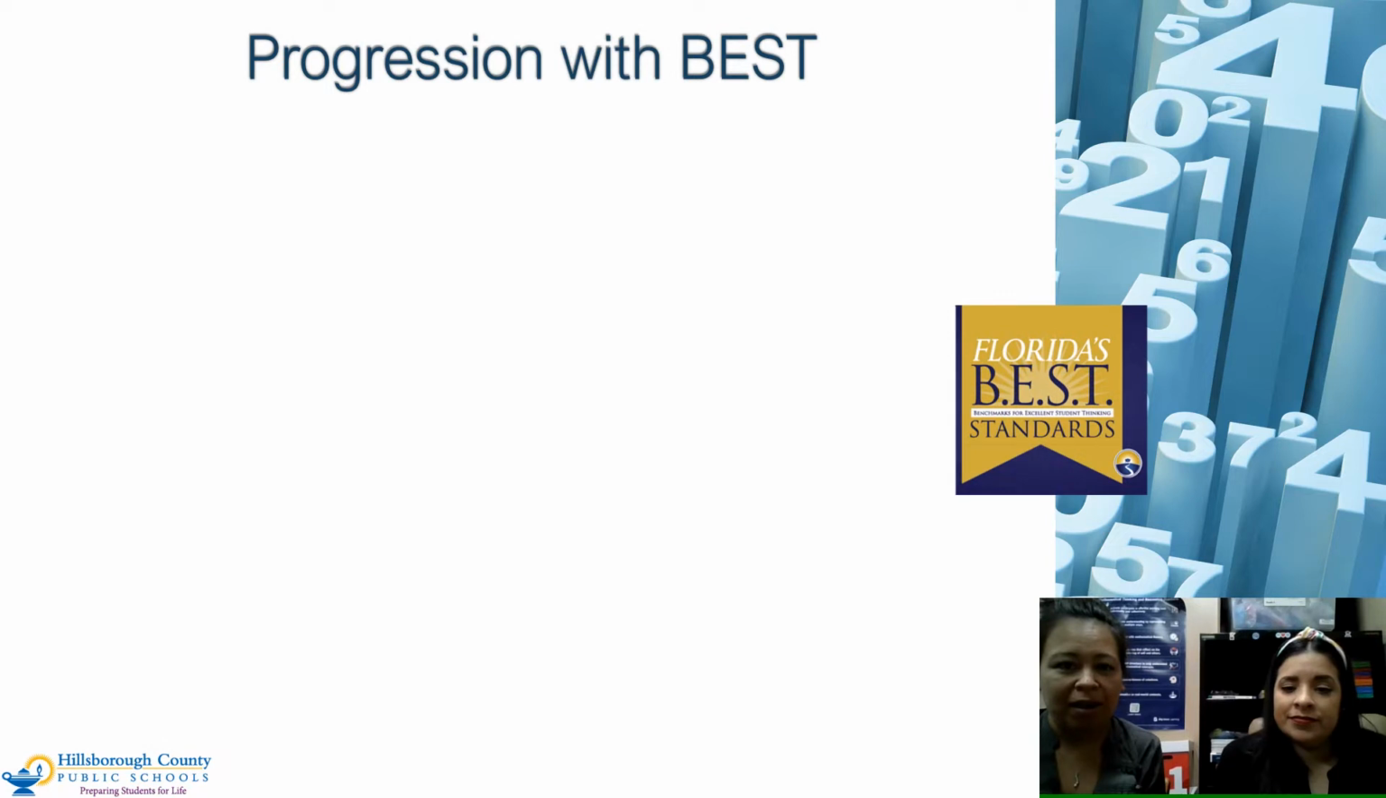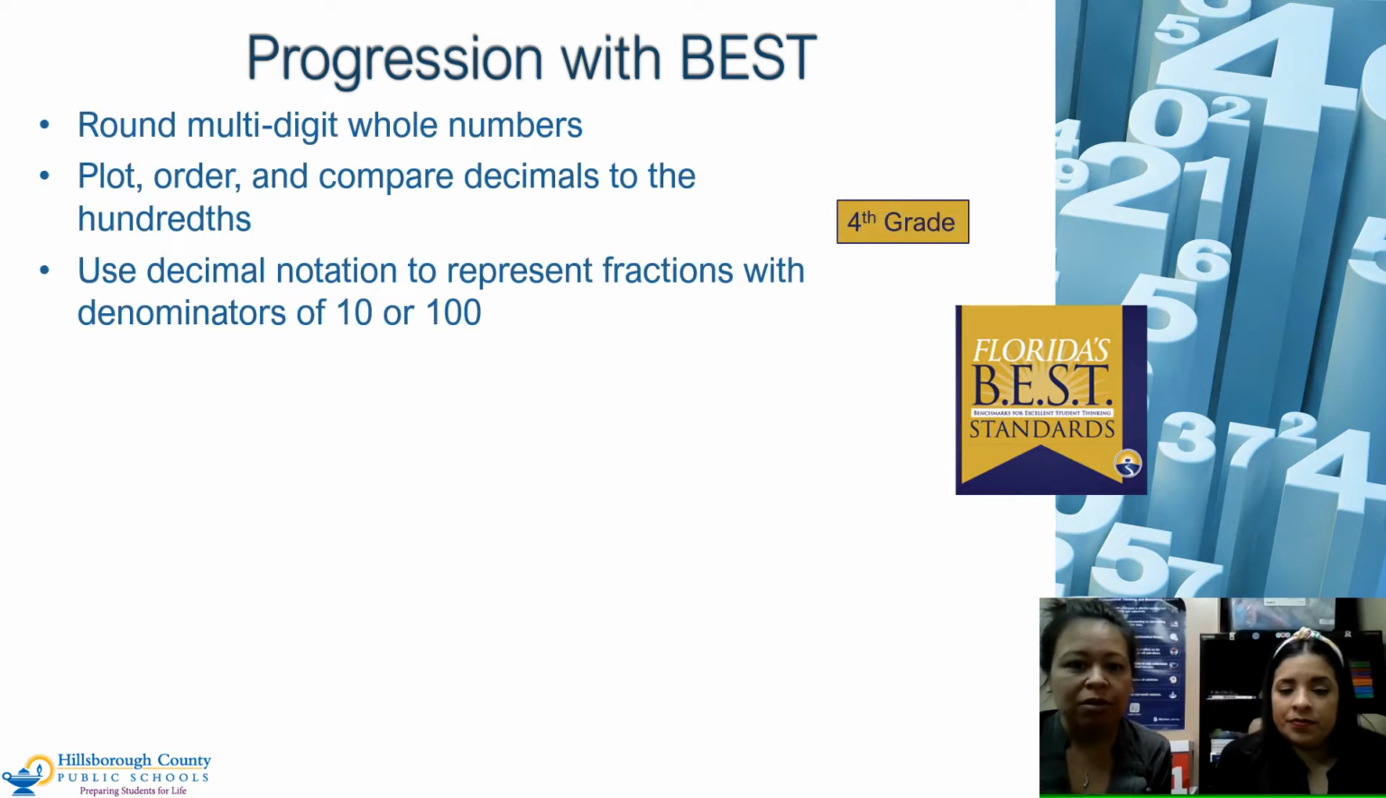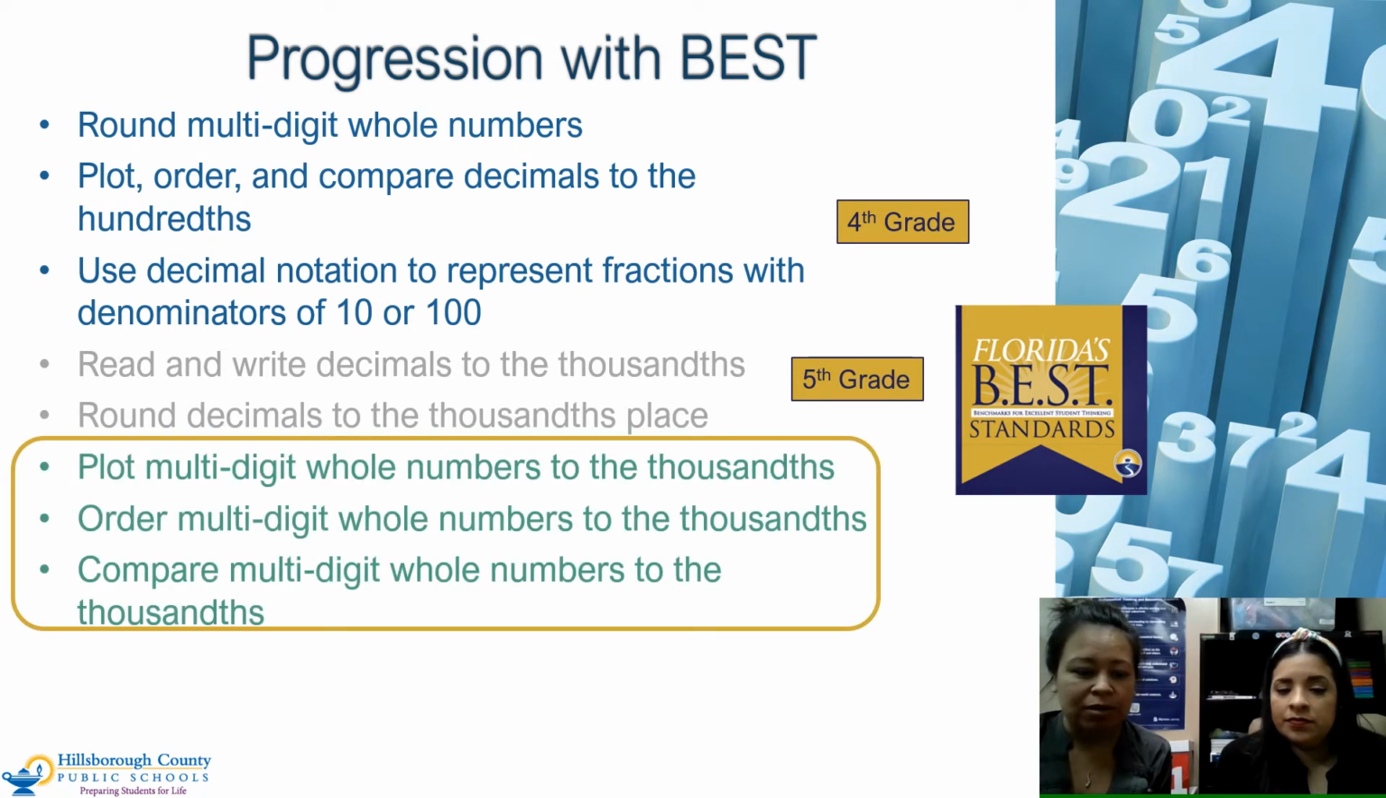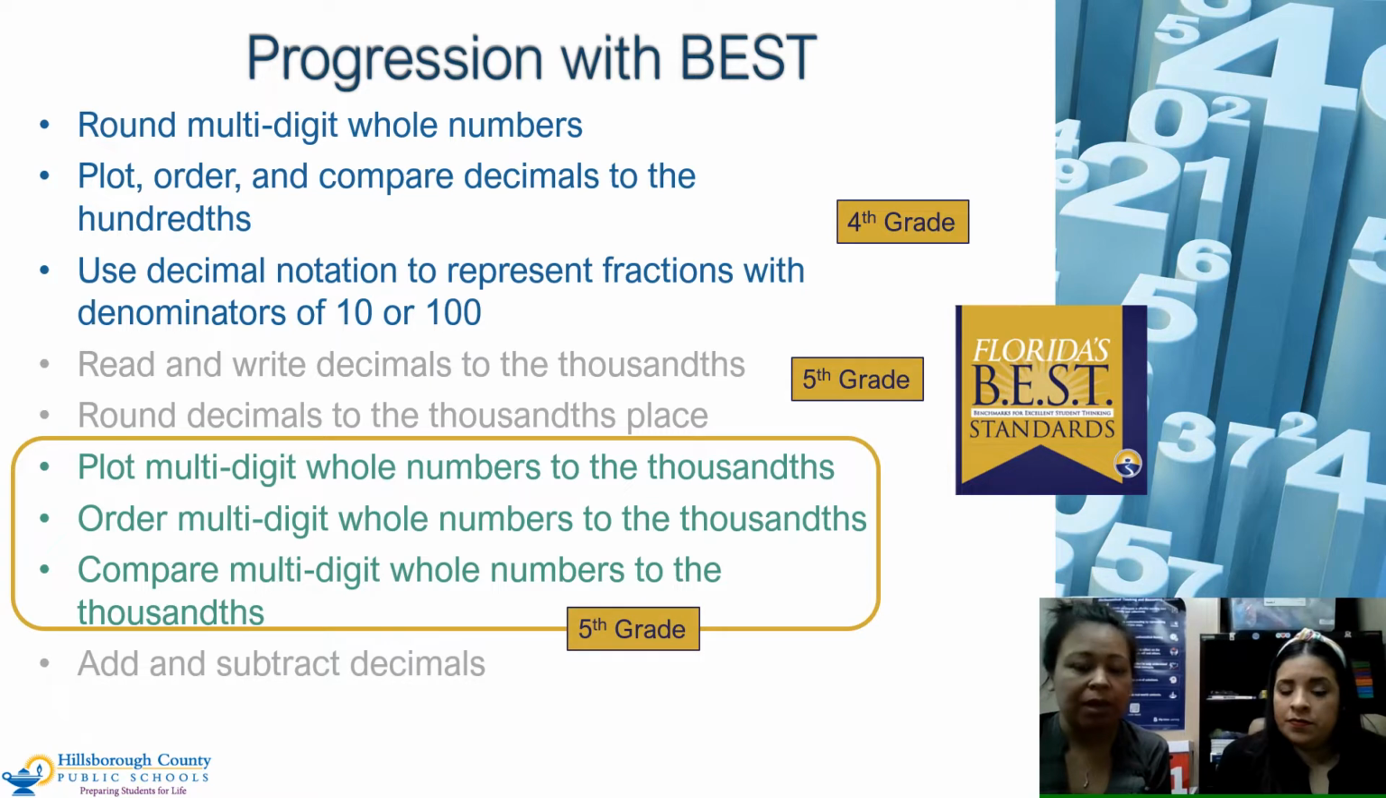We are back. And so before we get into what comparing and ordering really looks like in 5th grade, let's look at the progression with the standards. So here are some 4th grade expectations for comparing and ordering decimals, and then here are the 5th grade expectations. The gray part that just came up is what students have done prior to this unit in 5th grade. In the green, you'll see the things that we're focusing on right now.